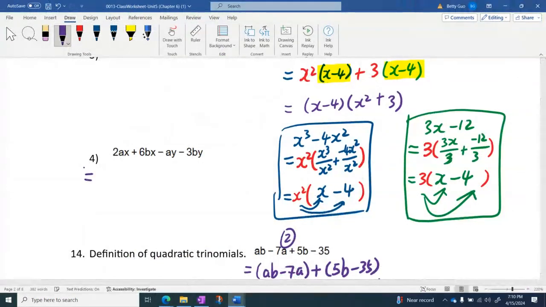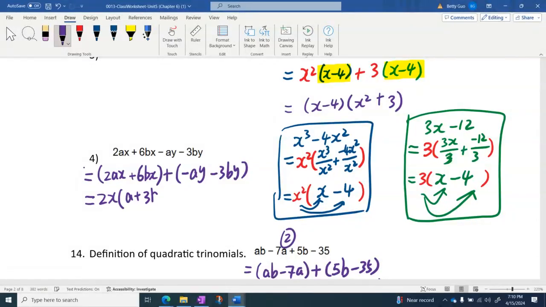Well, let's see how do we process this polynomial. First group, 2ax plus 6bx. Second group, negative ay minus 3by. From the first group, the two terms, we factor out the GCF. 2 and 6, GCF is 2. X is common, right? Factor 2x out, we have a plus 3b. If we are not sure, what do we do? Double check by reversing. 2x times a, 2ax. 2x times 3b, 6xb or 6bx. Very good.